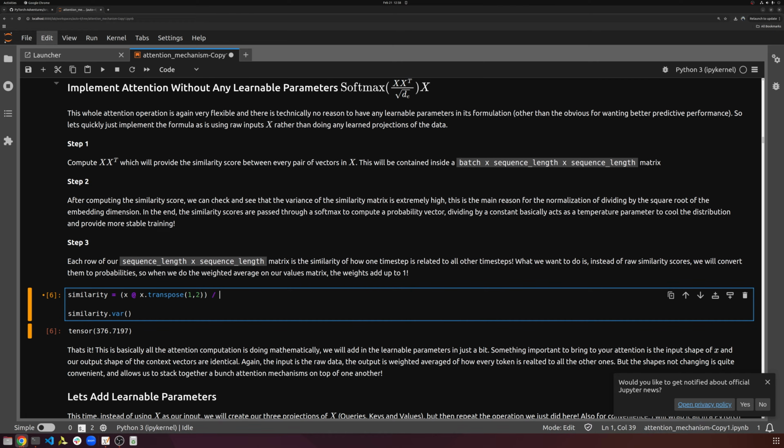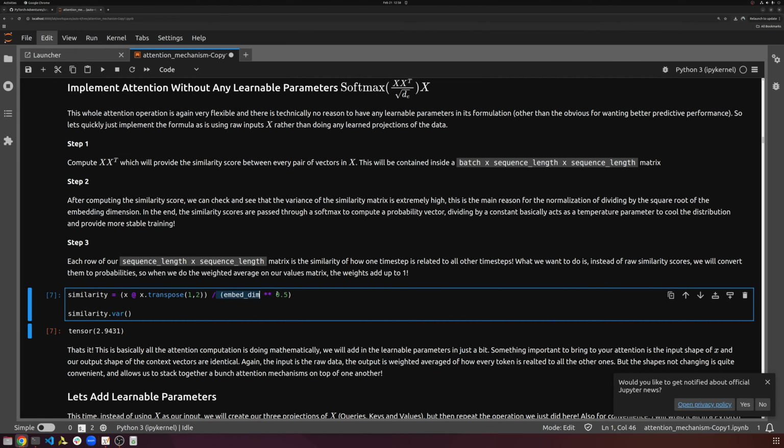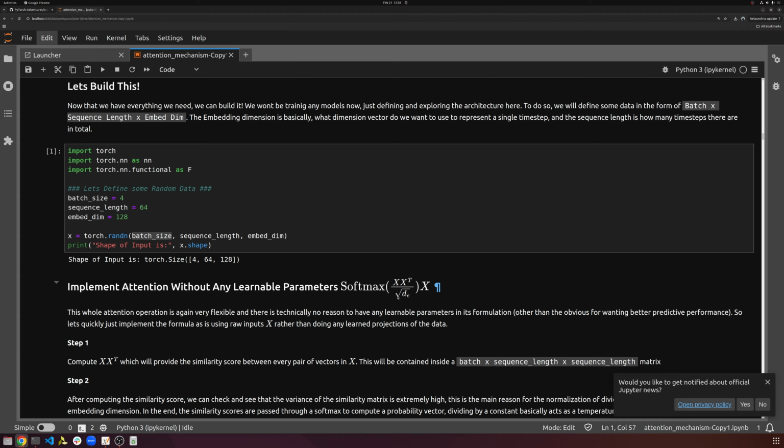So we will divide this by the square root of our embed dim, that is, to the power of 0.5. Right? We're going to divide by this. Now our variance is much smaller. So this is basically a temperature parameter. It makes softmax better, and makes our probabilities more reasonable. You can just think about it like a temperature parameter. So there we go. We have our similarity computed here, and this covers the first part: X transpose divided by the square root of our embedding dimension.